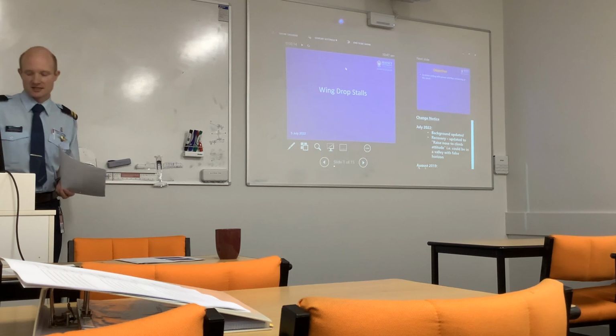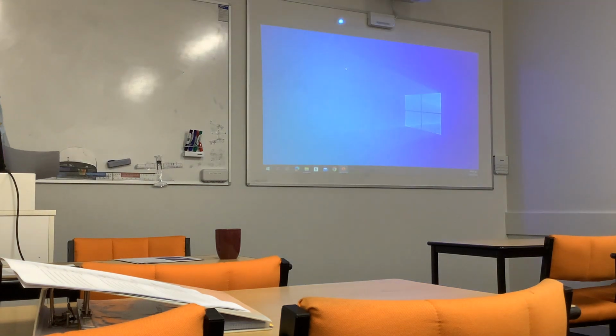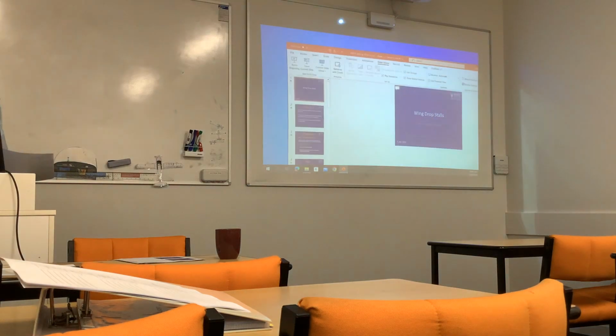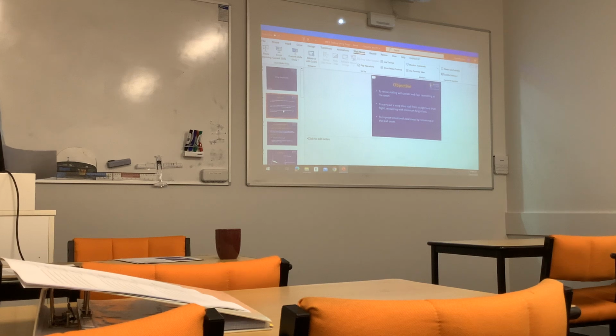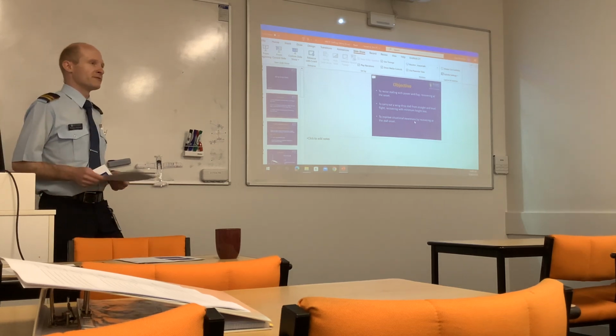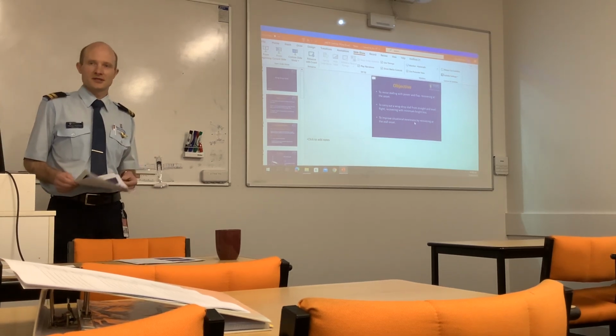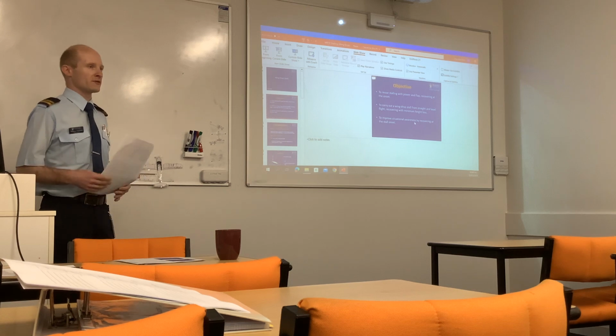When you get to the objective slide, let's just put up the grid. When you get to the objective slide, you may just have to go back and redefine a few terms, like if onset appears in here, go back and actually talk about what the onset is. The term, I don't think it comes up in this briefing, but the term fully developed stall is sometimes used synonymously with wing drop stalls.